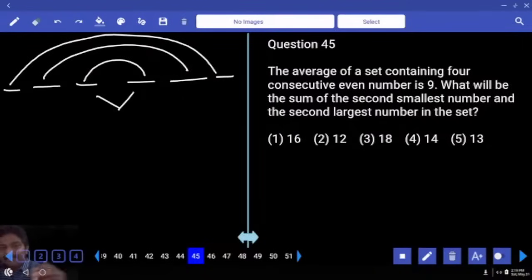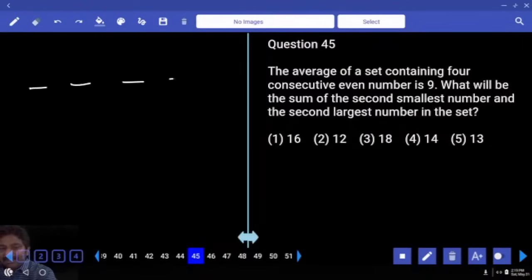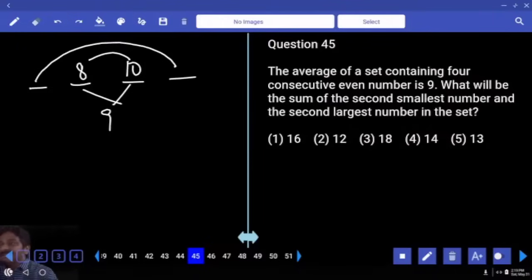Got it? Now, if you want to calculate, average is 9, before 9 there will be 8, after 9 there will be 10, sum is equal to 18. My point was, you don't have to calculate numbers. If it is about first and last, second least and second largest, third least and third largest, sum will be 2 times the average. Can you remember this? Right.